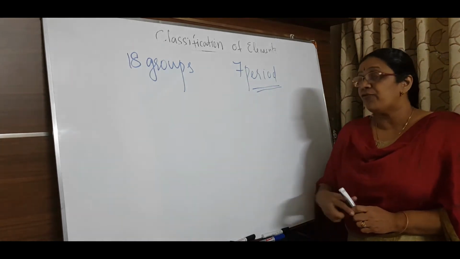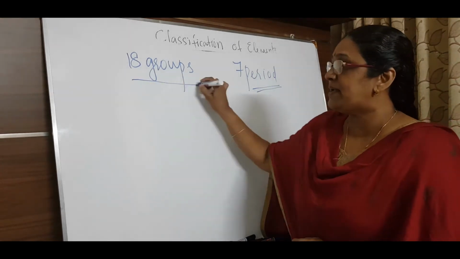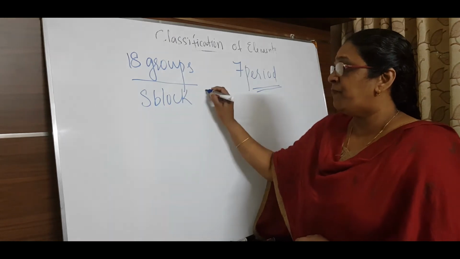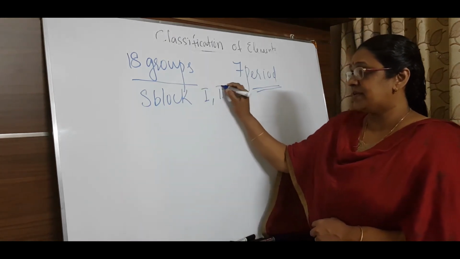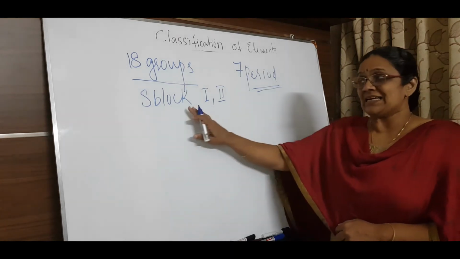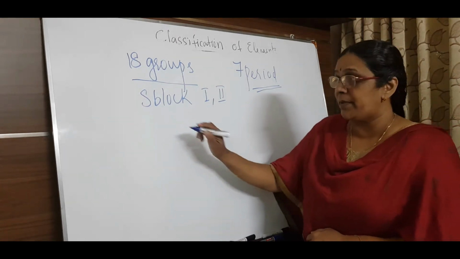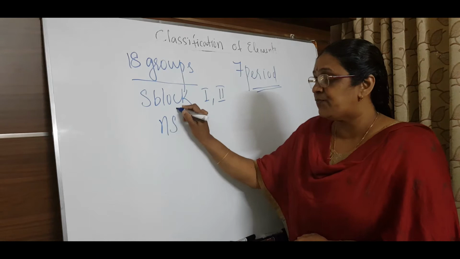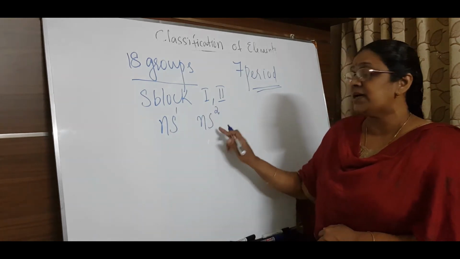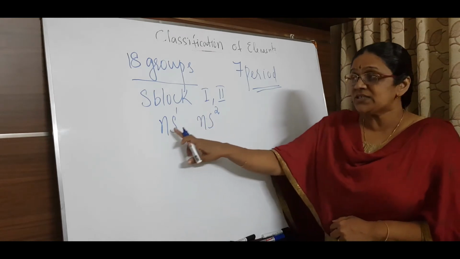Now when we come to the S block elements, S block means what? S block means the first and second groups. First and second is the S block element. And what is the electronic configuration of this S block element? It is NS1 for the first group and NS2 for the second group. Now what is N here?